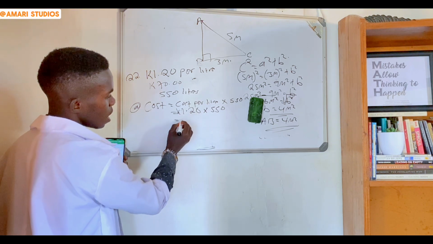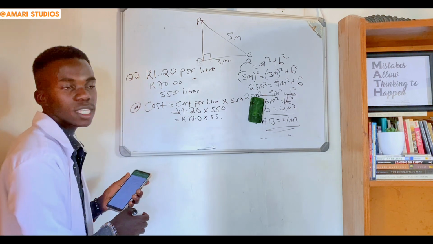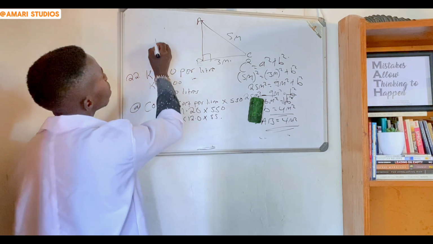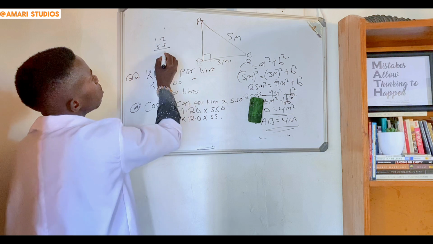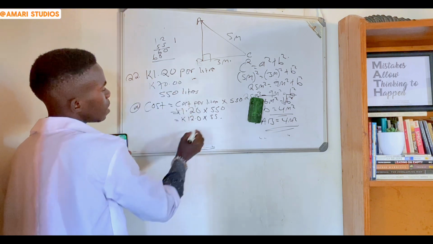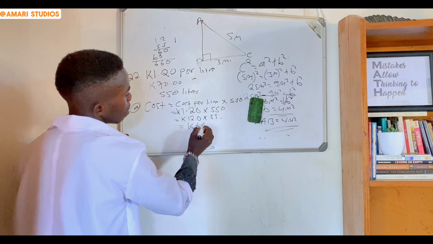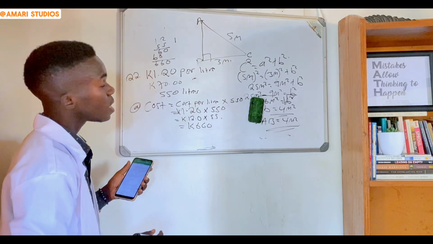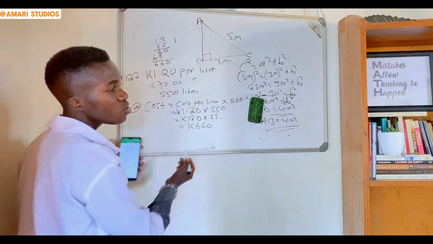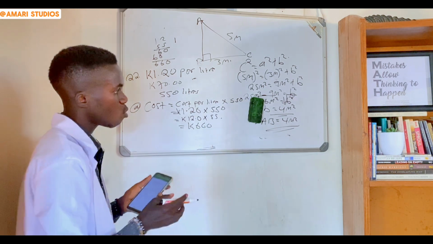So meaning that if you do that, this is going to be 12.0 multiplied by 55. Then from there, if you multiply 55 by 12, we get 0, carry 1, then a 6, then another 0. So our final answer there is 660 kwacha. It means that in that particular month, the family actually paid 660 kwacha for 550 liters of water.